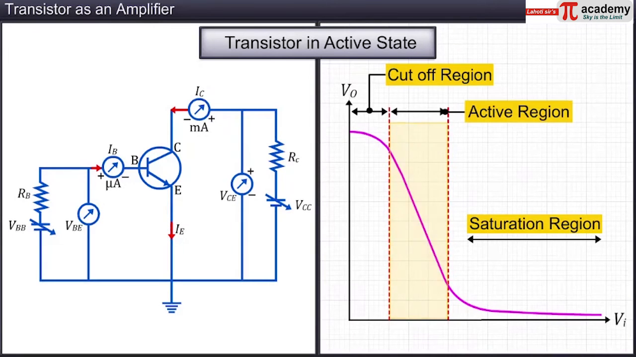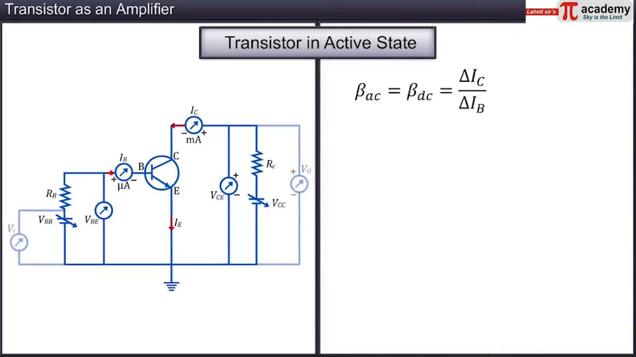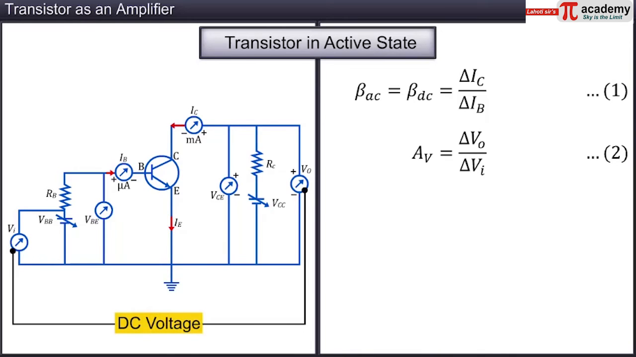The operating point of a transistor as an amplifier is fixed somewhere in the middle of the active region. We know that the current amplification factor, beta AC, is equal to beta DC, that is equal to delta IC by delta IB. Let this be equation 1. And the voltage gain AV is equal to delta VO by delta VI. Let this be equation 2. These expressions are applicable to the transistor as an amplifier of DC voltage.